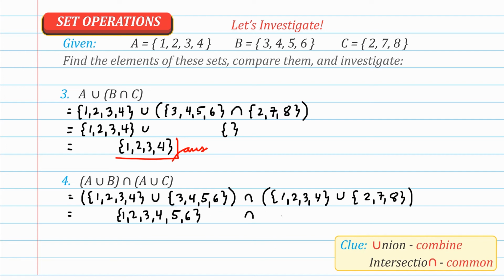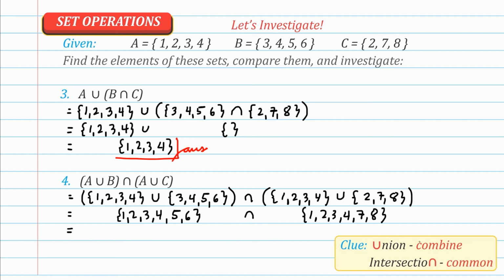And then intersection, union of these two. When you say union, anong gagawin natin? Combine. So combining, we have 1, 2, 3, 4, 7, and 8. Pinagsama kasi union. Finally, we can get the intersection.